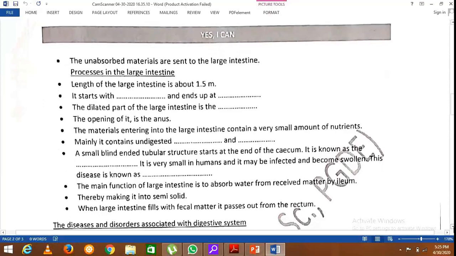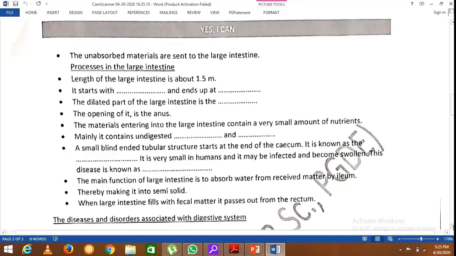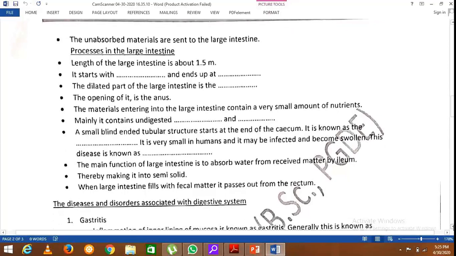Then the unabsorbed materials are sent to large intestine. So remember, the absorption of nutrients is completed inside the small intestine. Then the undigested materials are sent to the large intestine. So the processes in the large intestine. This is also about 1.5 meters in length. It starts with the last part of the small intestine, that is the ileum.